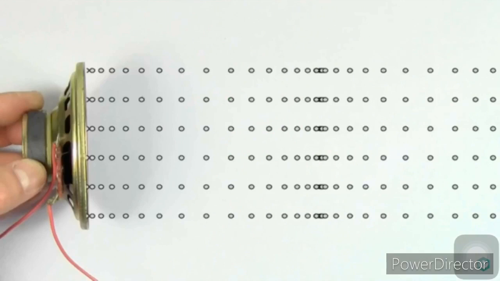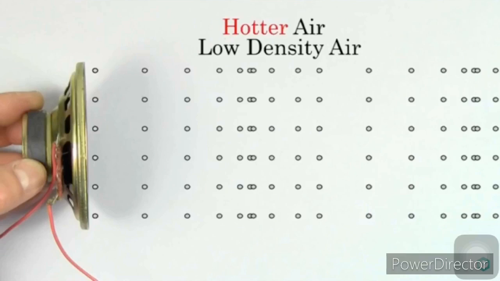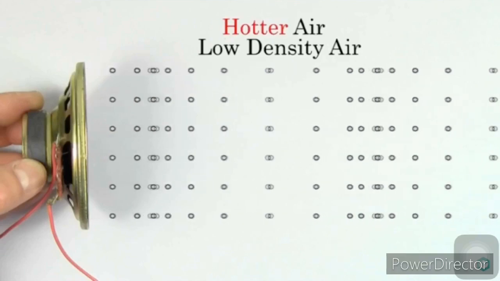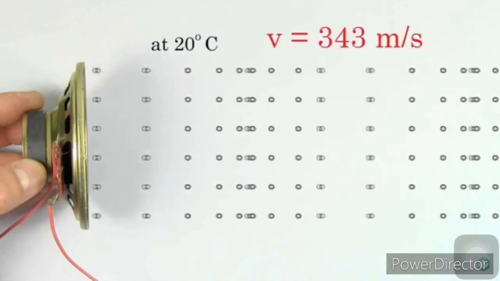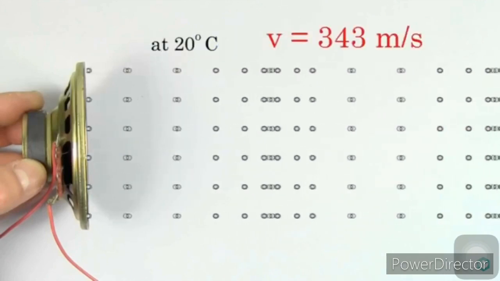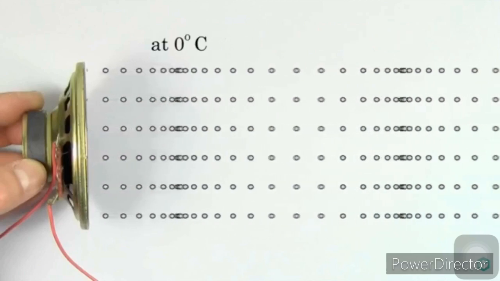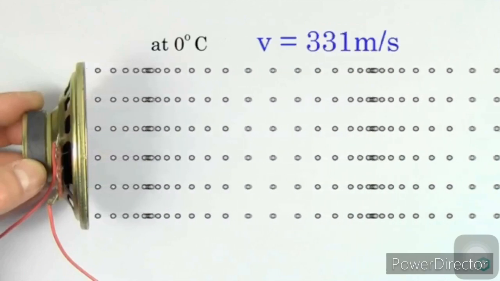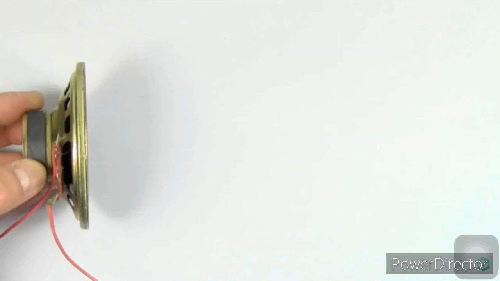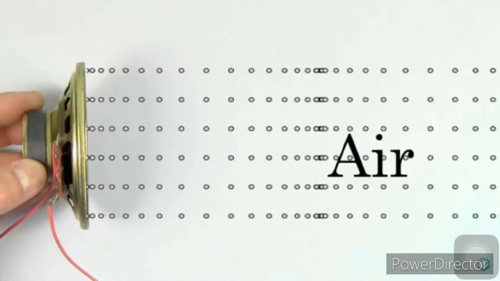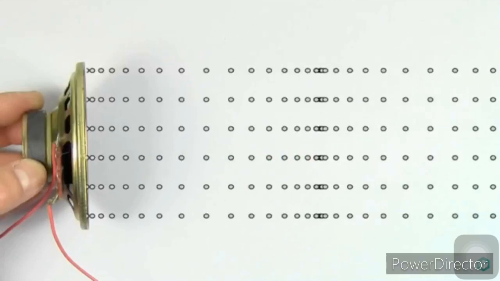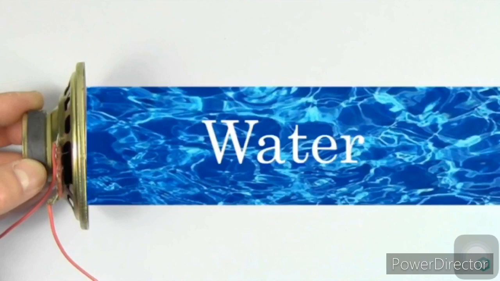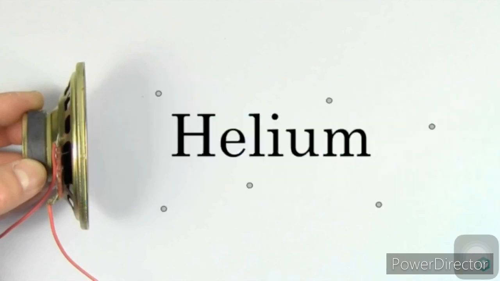For instance, if you heat up the air that a sound wave is traveling through, the density of the air decreases. This explains why sound travels faster through hotter air compared to colder air. The speed of sound at 20 degrees Celsius is about 343 meters per second, but the speed of sound at 0 degrees Celsius is only about 331 meters per second. So remember, the only way to change the speed of sound is to change the properties of the medium it's traveling in, and the speed of sound is typically faster through solids than through liquids, and faster through liquids than through gases.